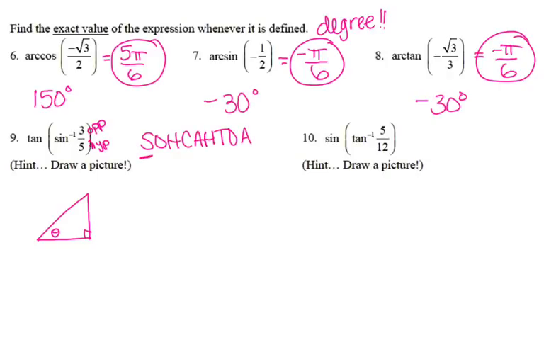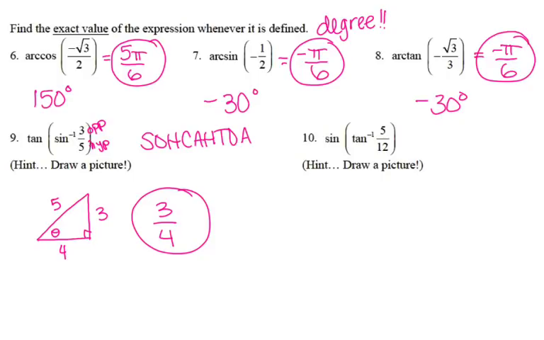So sine is opposite over hypotenuse. So that means my opposite side from theta is 3, hypotenuse is 5. And you can use the Pythagorean theorem to solve for that third side, which ends up being 4. And now that I know all 3 sides of the triangle, I can figure out what tangent is. Tangent is opposite over adjacent. So that means your answer is 3/4.